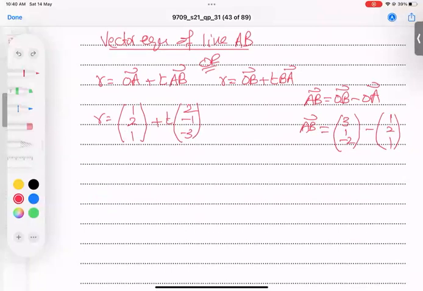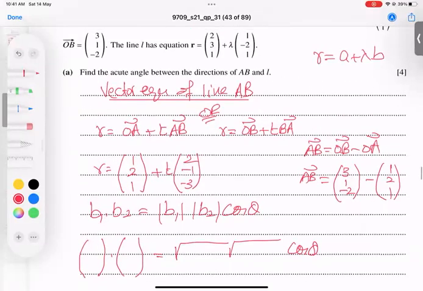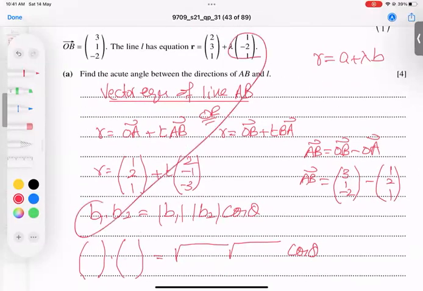Direction 1, direction 2. The formula we have: b1 dot b2 equals magnitude of b1 times magnitude of b2 times cos of the angle between them. Direction 1, direction 2, magnitude of first direction, second direction, and the cos. Have a look. What is b1? b1 is this: 1, -2, and 1. b2 is this: 2, -1, -3.